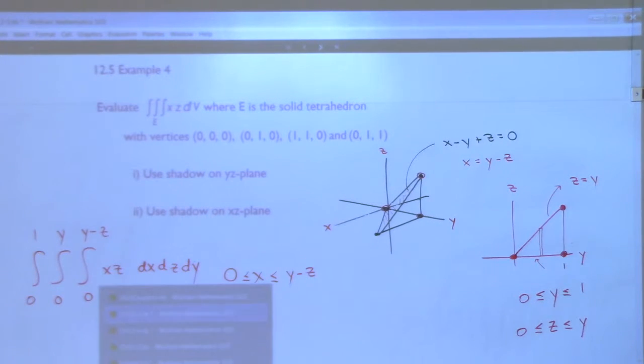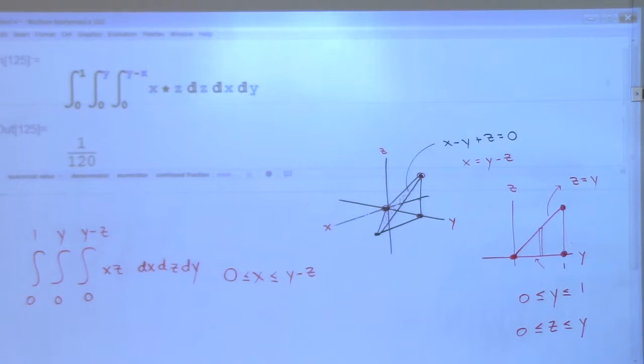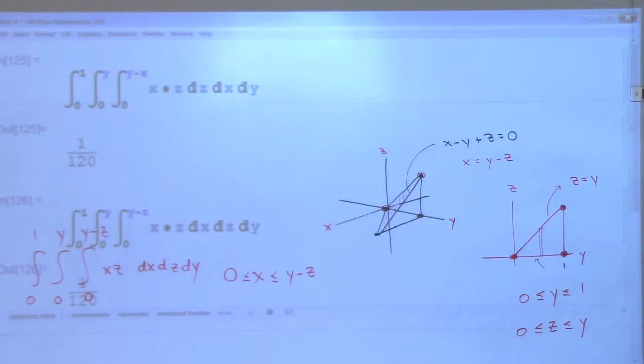Let's have the computer do this for us. That was the previous problem, right? That was the one we did before. That's the same problem, but we were just using a different perspective on it. Now we're going to go 0 to 1, 0 to y. That's the same, isn't it? This is now y minus z, xz, but now this is dx, dz, dy. Same answer. Okay?